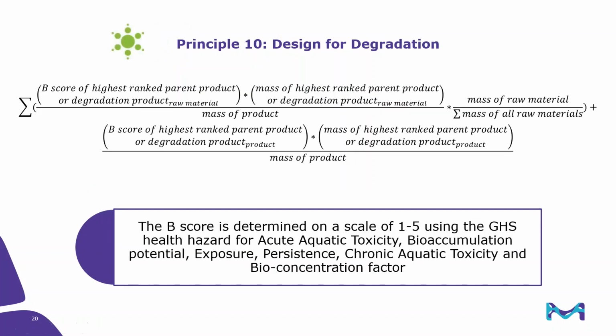Design for degradation. Here comes a new term called B score. B score is a biohazard score, like acute aquatic toxicity, bioaccumulation, exposure, persistence, chronic, etc. So this also comes from the GHS scale of 1 to 5.